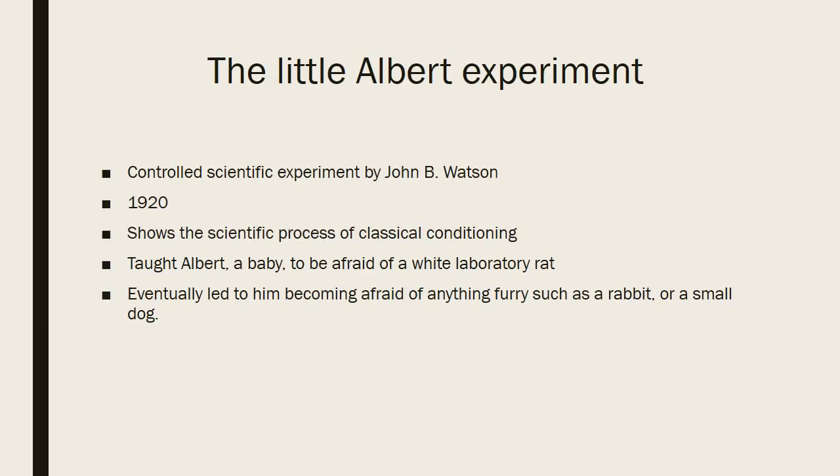Eventually, baby Albert became scared of anything furry, such as a rabbit or a small dog or even a white pillow placed next to him. So John B. Watson was very successful in making Albert not only afraid of a rat, but anything white and furry and small, which is very, very sad. I'm not sure what's happened to Albert now, but that just goes to show that yes, our life experiences make us afraid of something, but also you can learn fear, just not being aware of it.